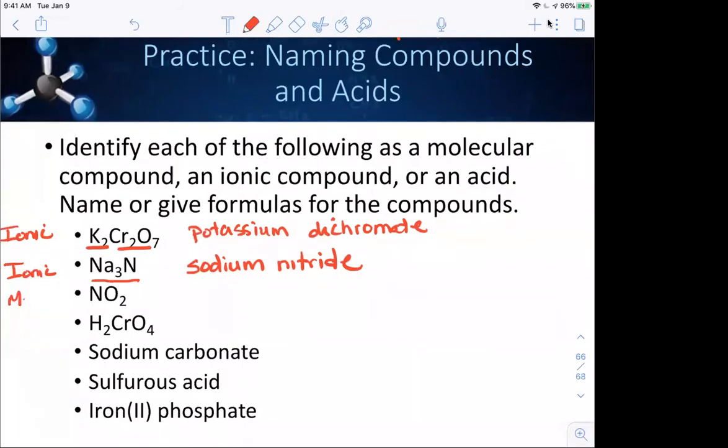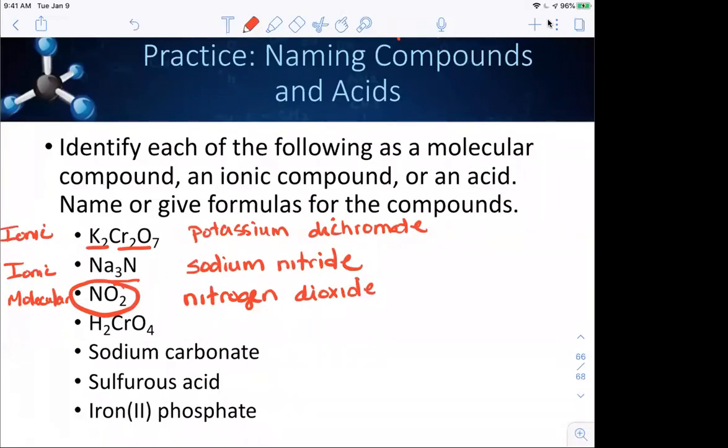This is molecular. Notice this is not a charge. This is not a nitrite ion. There's no ion charge. This is a molecular substance that has 1 atom of nitrogen and 2 atoms of oxygen. So it would be mononitrogen dioxide, but I don't need the mono because the nitrogen is in the front because it's got the lower group number. It's group 5 instead of group 6. So this would be nitrogen dioxide.